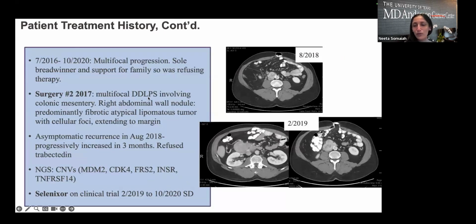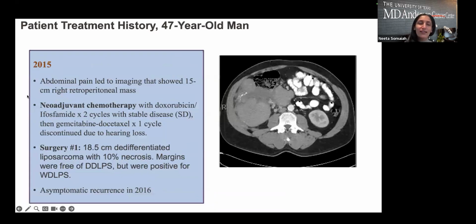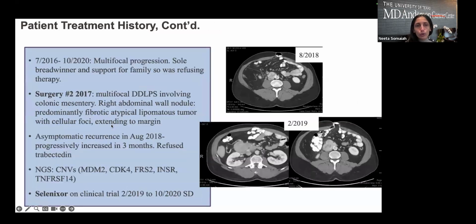But this is a patient of mine whom I've been treating since 2015. I gave him chemotherapy before his first surgery because it was very extensive. We were trying to save his kidney, wanted it to shrink, but he did not have a great response with the doxorubicin ifosfamide. So even though I showed that some patients can benefit, not all do. Then he got gemcitabine docetaxel locally and had some unusual hearing loss, which is not common at all. And then he went in for surgery, and then we followed him.